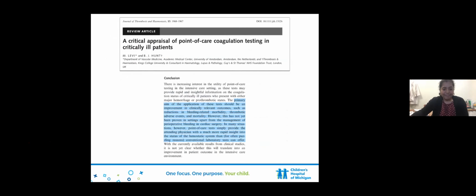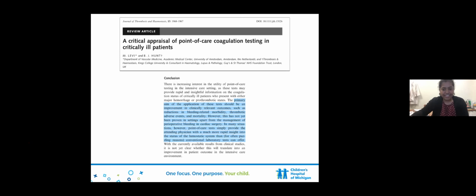So I just want to end by saying this was a nice paper by Dr. Levy and Beverly Hunt, where they looked at the use of point of care TEG in situations like cardiopulmonary bypass, trauma, and hypercoagulable states. And their conclusion was that you can't recommend one test for the evaluation of coagulation status, and you need a combination of tests in these situations.